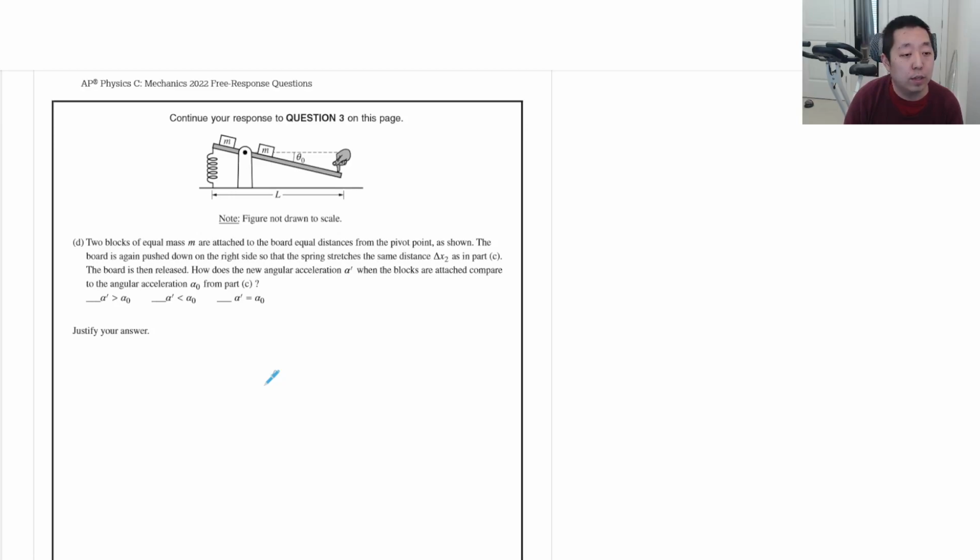The board is pushed down the right side of the spring, stretches the same distance delta x2 as part C. The board is then released. How does the new angular acceleration when the blocks are attached compare to the original angular acceleration? Well, the net torque is different now, right? So what's going to happen?